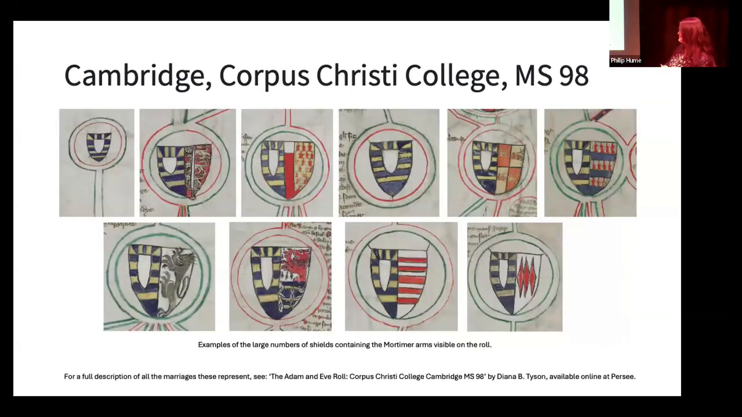And to emphasize the visual prominence of the Mortimers on this roll, this is not all of the times the shield appears on this roll, but it is quite a few of them. So you can see that throughout this roll, the Mortimers are really included as a very important part of Edward IV's descent, a very key family, and they are included much more than any other noble family at this point.